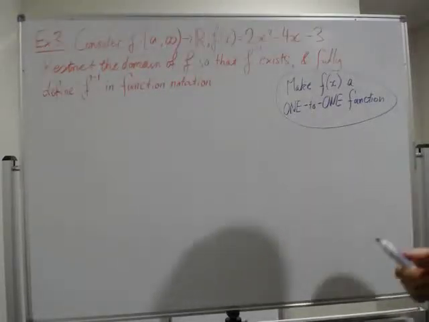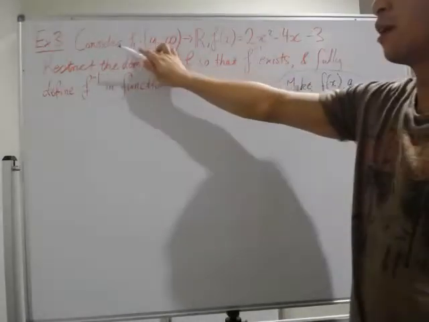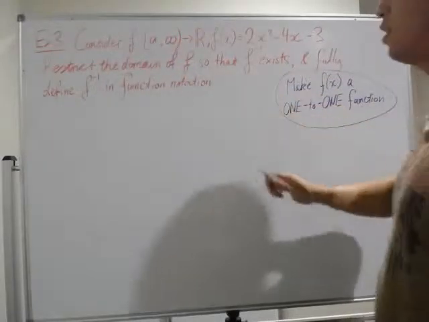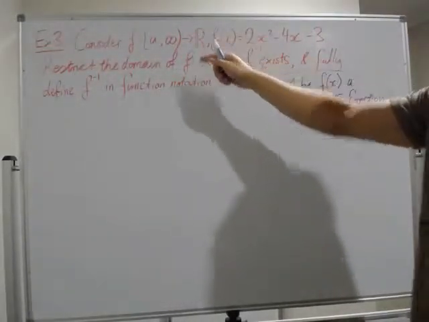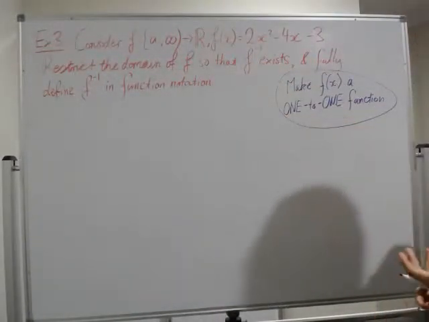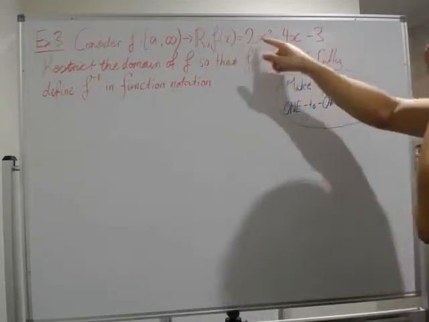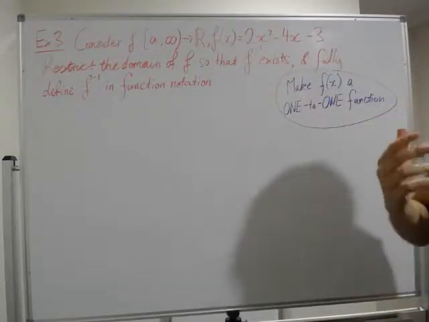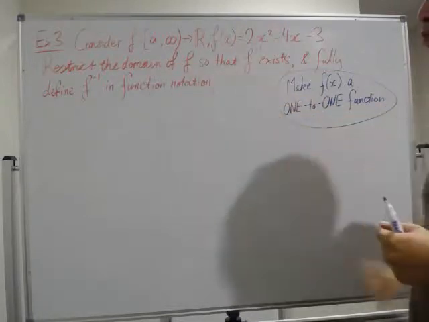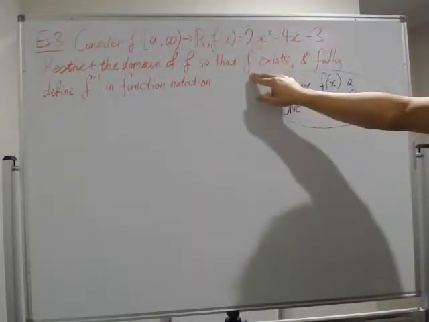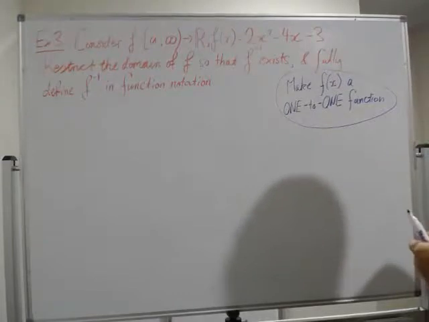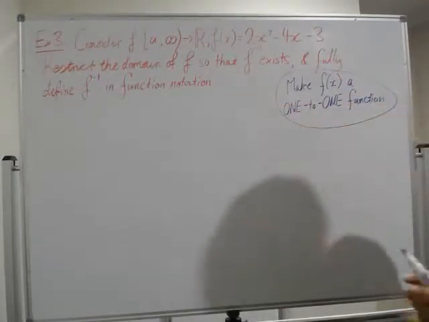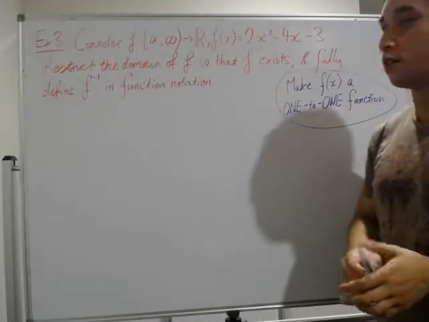In this example, we're given a function f over a domain of a to infinity, with a coordinate r, well, I guess for all of the functions we've dealt with so far, and it has the rule of 2x squared minus 4x minus 3. So what we want to do here is restrict the domain of f so that its inverse function f^-1 exists, and fully define this inverse function in function notation.